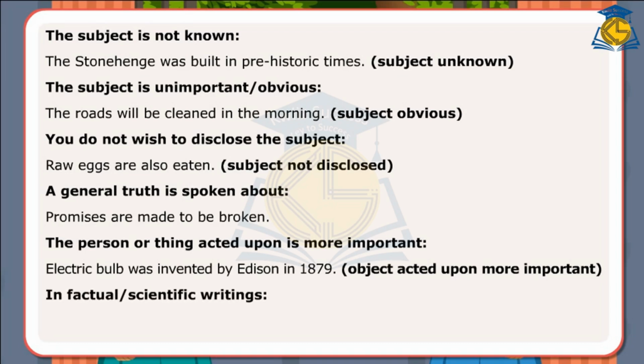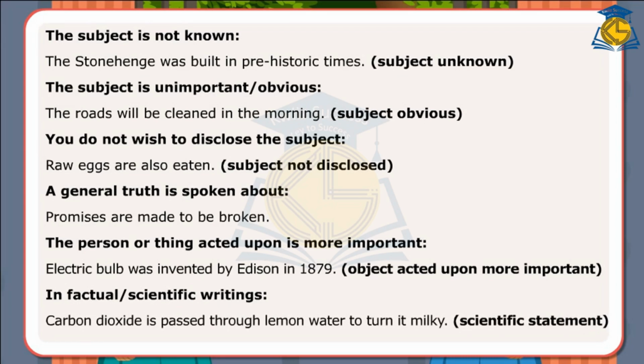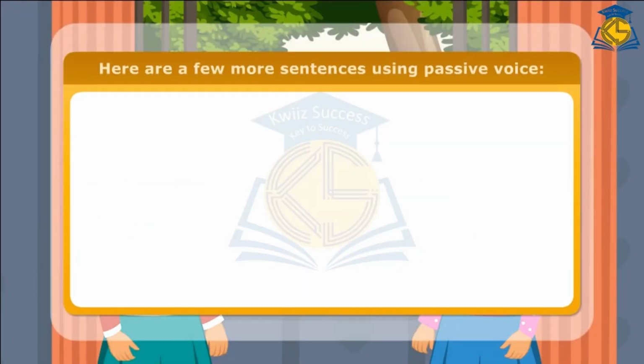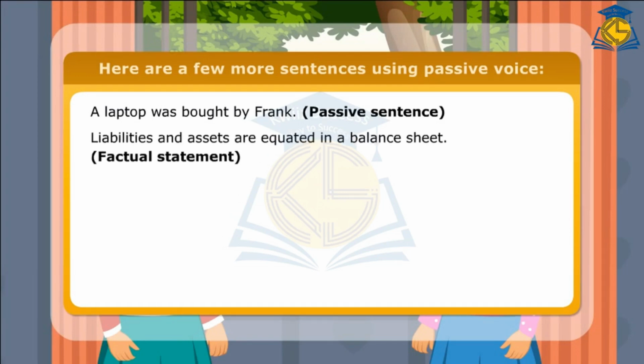In factual or scientific writings, carbon dioxide is passed through lemon water to turn it milky. Scientific statement. Here are a few more sentences using passive voice. A laptop was bought by Frank. Passive sentence. Liabilities and assets are equated in a balance sheet. Factual statement.